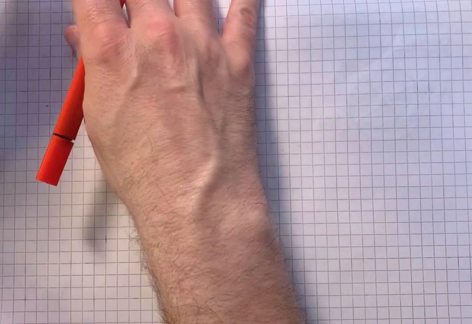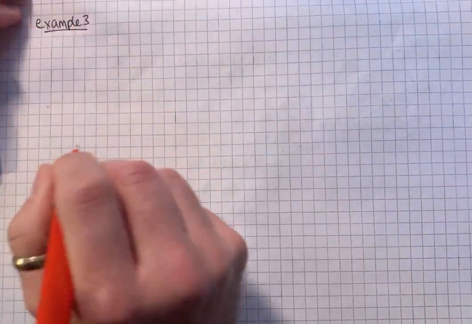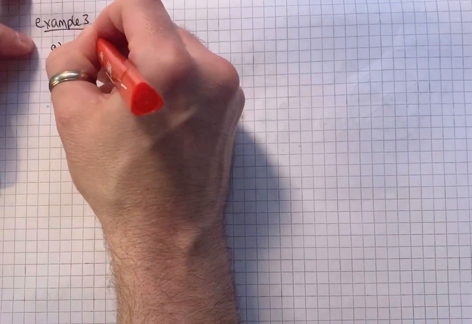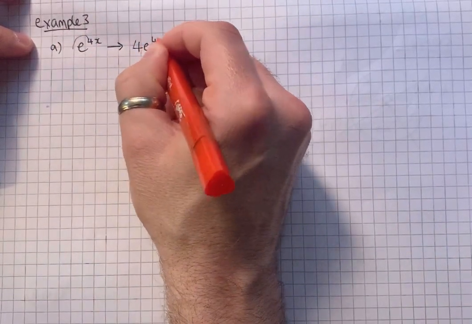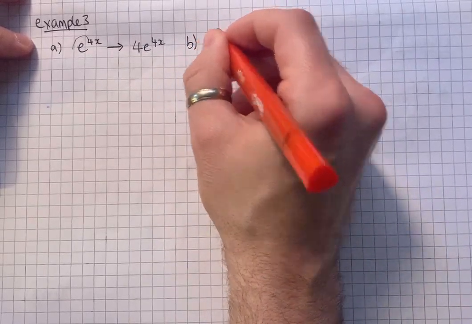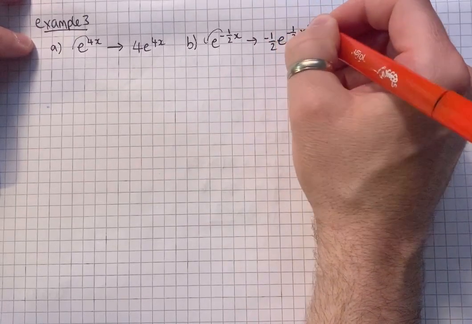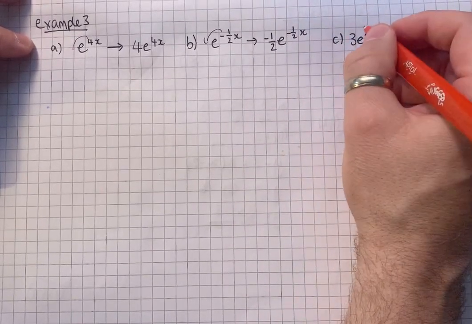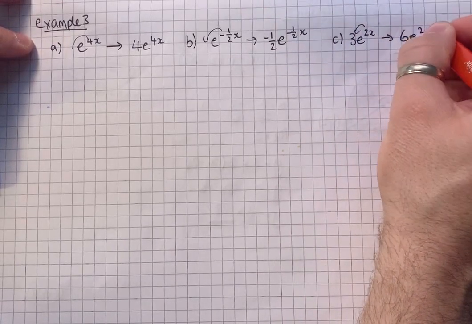Okay, on to example 3. This asks us to differentiate: a, e to the 4x. So e to the 4x differentiates to, just drop the 4 in front, 4e to the 4x. b, e to the minus half x, just simply drop the minus half in front, that differentiates to minus half e to the minus half x. And c, 3e to the 2x, if we drop the 2 in front, do 3 times 2 is 6, differentiates to 6e to the 2x.